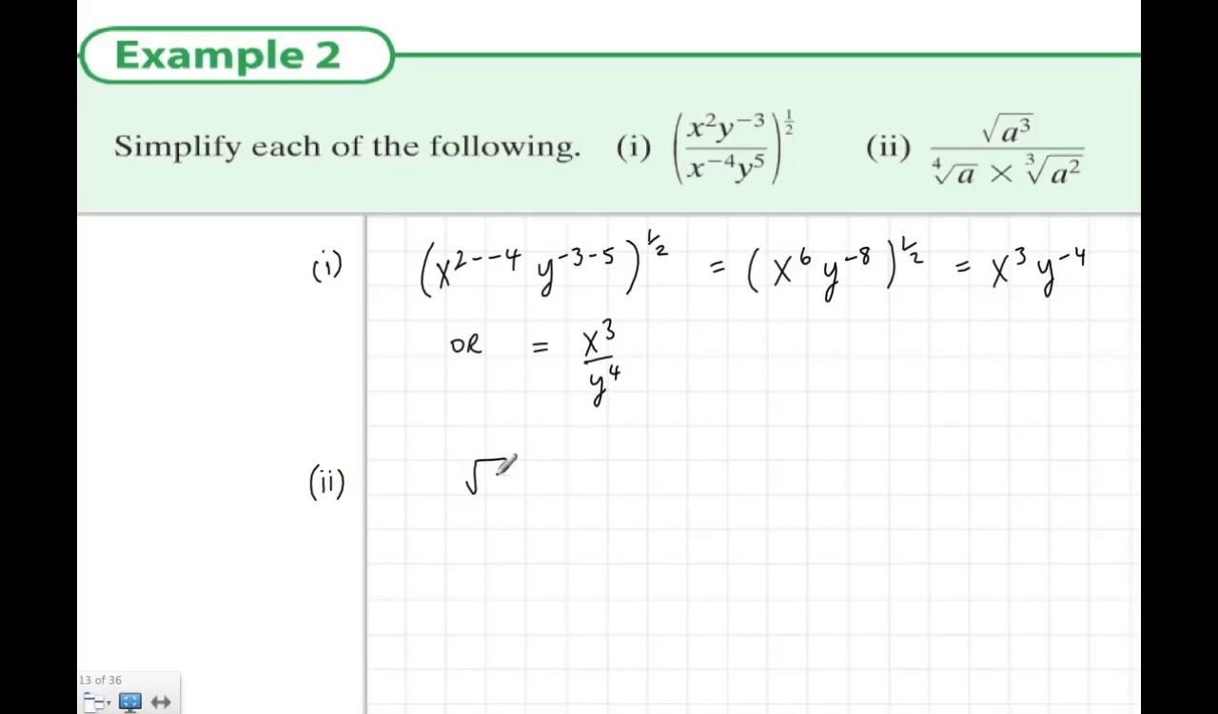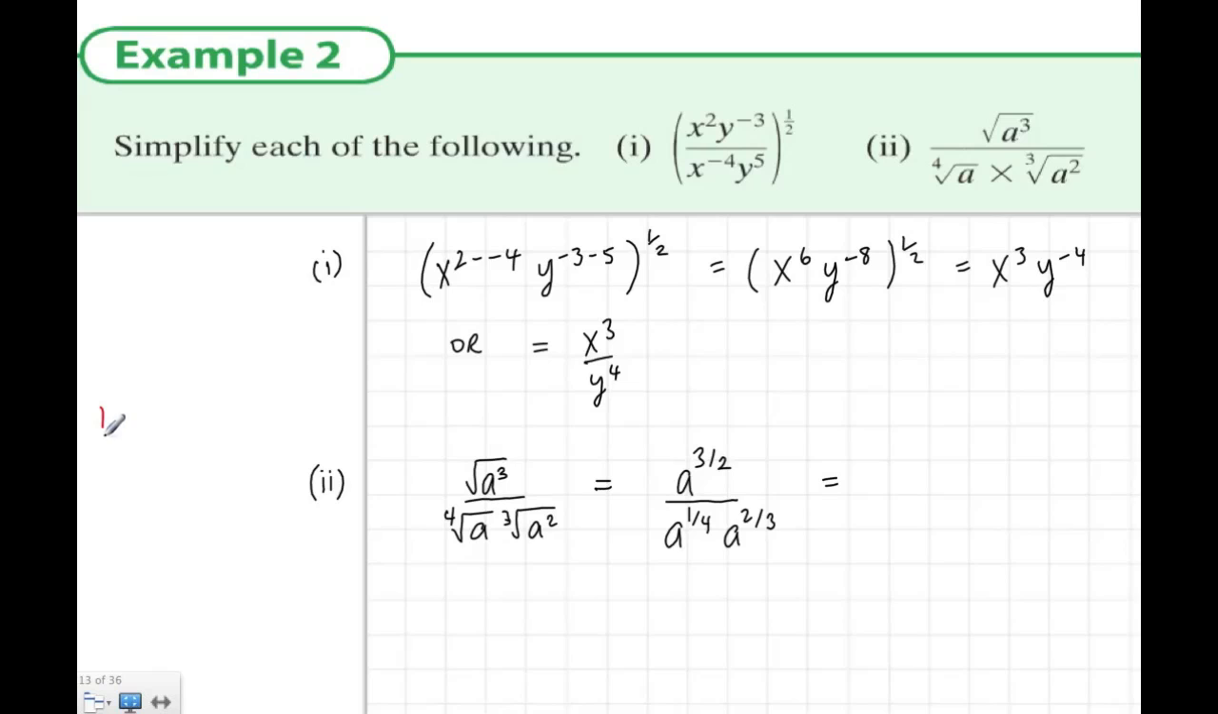Okay, in part 2, if we rewrite these using powers, it might make it look a little bit neater. So what we have at the moment is the square root of a cubed divided by the fourth root of a and the cube root of a squared. If we rewrite this in terms of powers, it gives us a to the power of 3 over 2 divided by a to the power of a quarter multiplied by a to the power of 2 over 3.